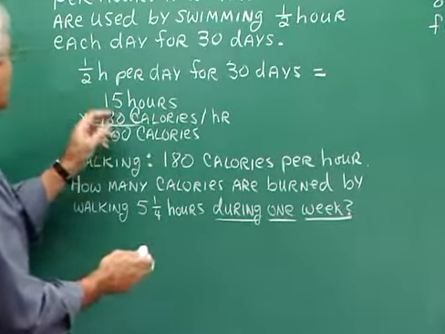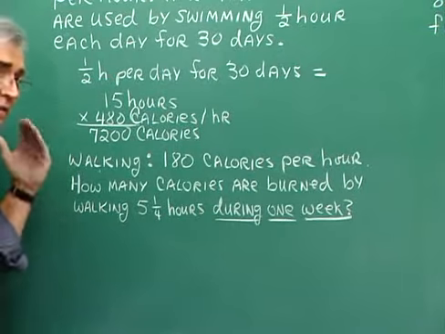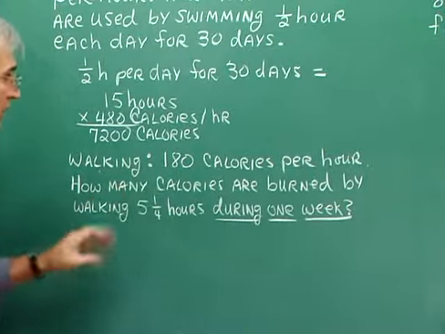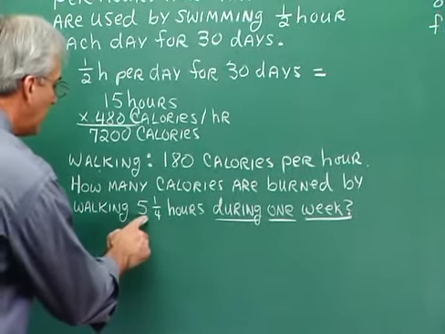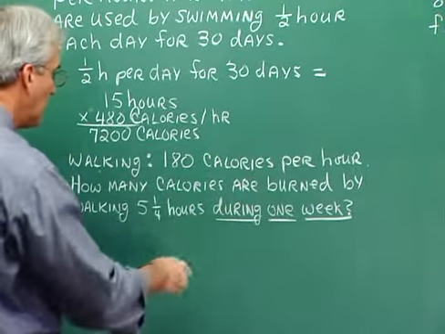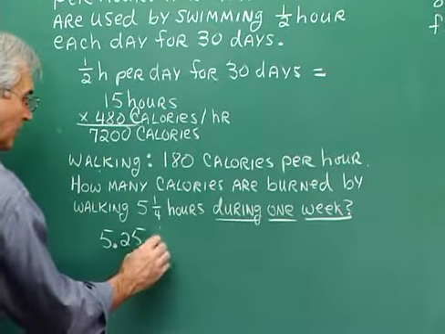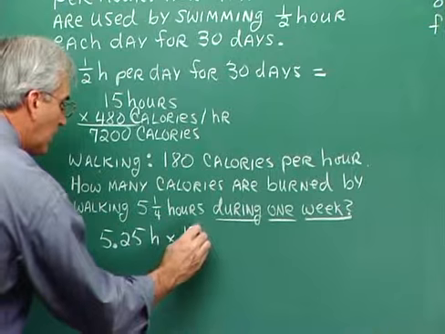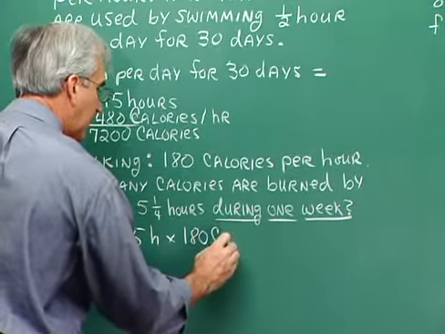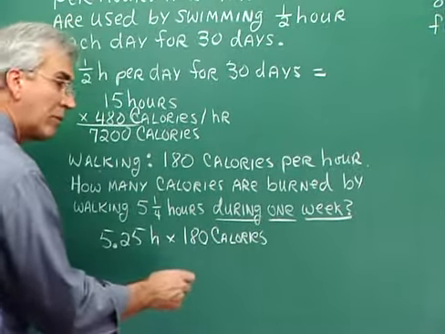We had to multiply up here a half hour per day times 30 days to get the 15 hours of exercise. But here, the total amount of exercise in hours is already given to us, so we don't have that multiplication to perform. All we need to do is multiply 5 1/4 hours times 180 Calories per hour. So 5 1/4 can be thought of as 5.25 hours times 180 Calories per hour. I'll put that in here. I'd rather over label than under label.